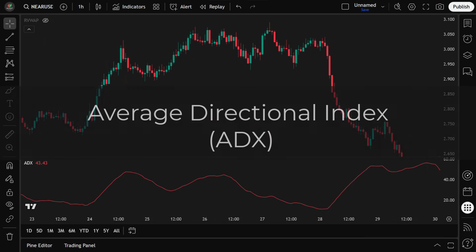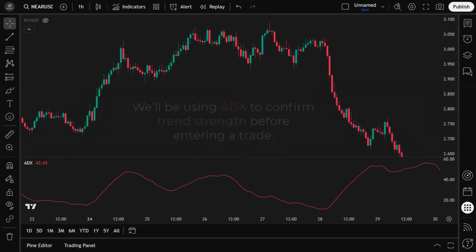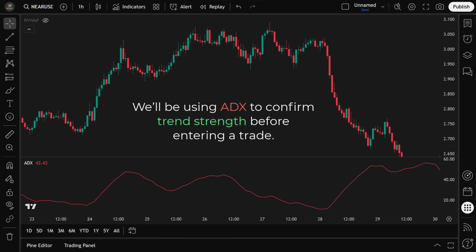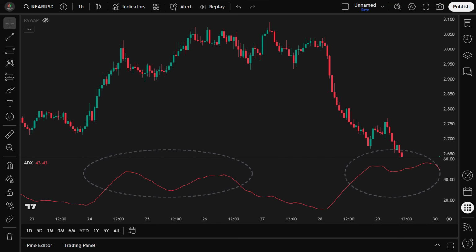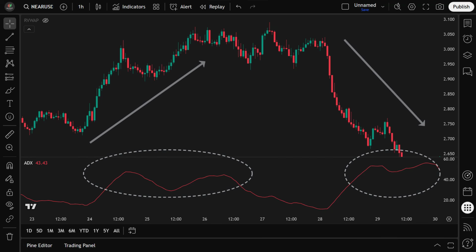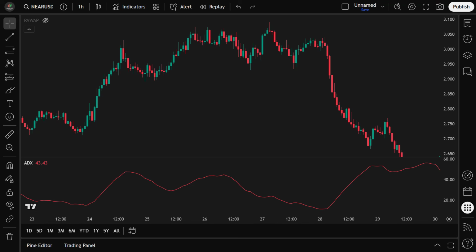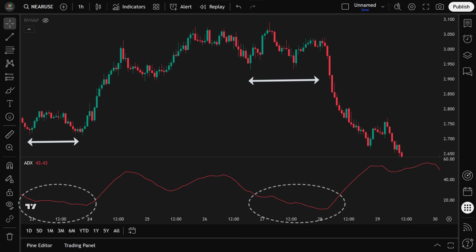2. ADX stands for Average Directional Index. It measures the strength of a trend, regardless of whether the market is moving up or down. We'll be using ADX to confirm trend strength before entering a trade. When ADX is above 25, it means the trend is strong, either bullish or bearish, and price movements are more likely to continue in the same direction. When ADX is below 25, it suggests the market is weak or ranging, and trends may not be reliable.